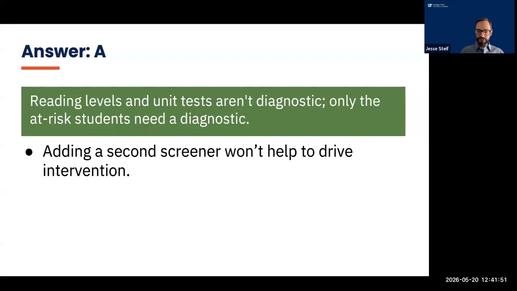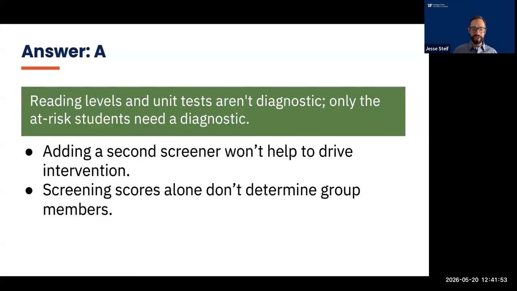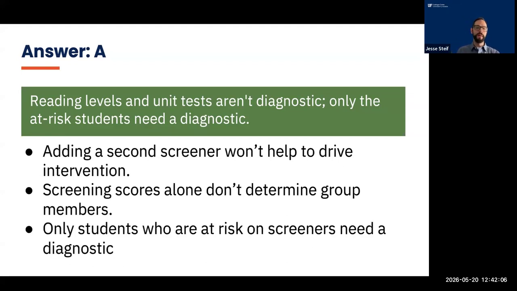So again, adding a second screener is not going to help drive the intervention. Screening scores alone don't determine group members. They determine that those students may need small group intervention, but not what intervention they need and how to group them. And we don't need to administer diagnostics to everyone, just the students who are at risk.